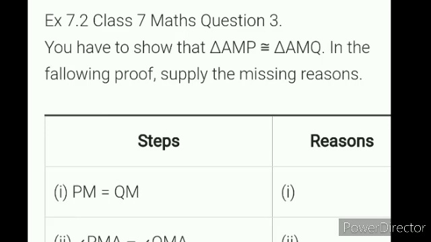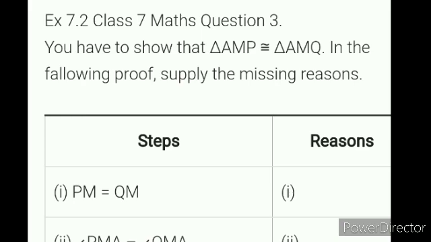Hello students, today we continue exercise 7.2 of the chapter Congruence of Triangles. Today's first question, question 3: you have to show that triangle AMP is congruent to triangle AMQ. In the following proof, supply the missing reasons. They are only given in the question. These two triangles are congruent.